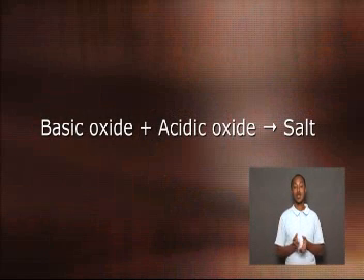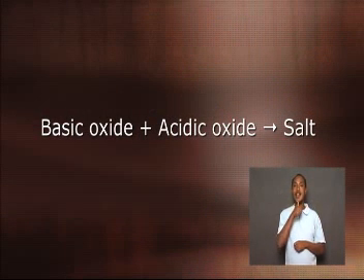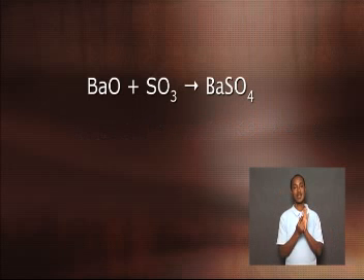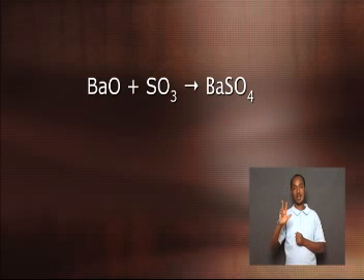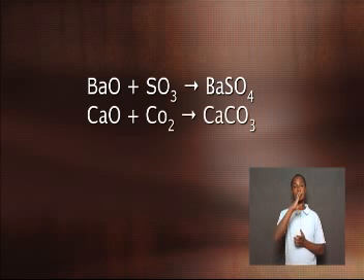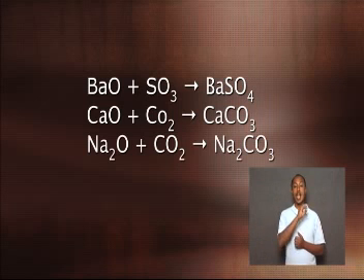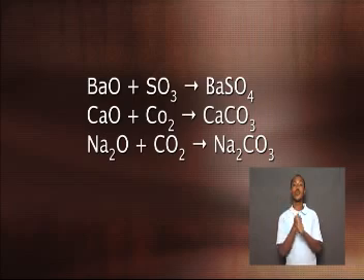When basic oxides and acidic oxides react, only salts are formed. For example, barium oxide reacts with sulfur trioxide to form barium sulfate. Calcium oxide reacts with carbon dioxide to produce calcium carbonate. And sodium oxide reacts with carbon dioxide to produce sodium carbonate.